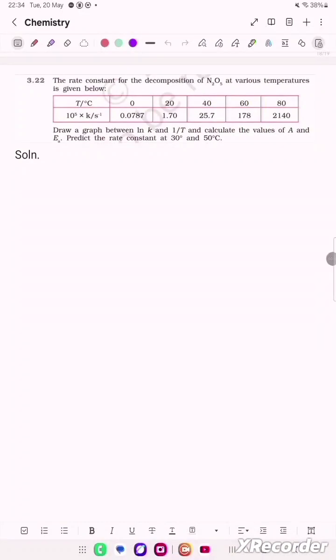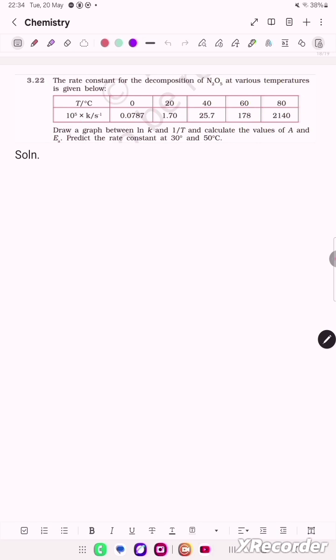Hello student. So today, the next question is: the rate constant for the decomposition of N2O5 at various temperatures is given below. Here temperature is given in Celsius, that is 0, 20, 40, 60, 80, and the rate constant is given in the form of 10 to the power 5 multiplied by k per second, and the values given are 0.0787, 1.70, 25.7.